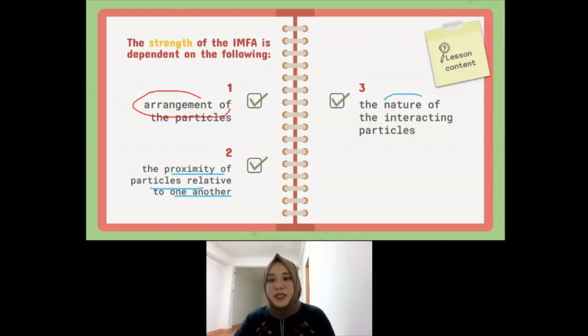And of course, the last one is the nature of the interacting particles. One of the main reasons why the strength of IMFAs varies is because atoms differ in kind, right? If you remember in the periodic table of elements, the elements are classified accordingly. Some are called metals, some are called non-metals, some are called metalloids, some are the elements under the lanthanide series, and some are called halogens or noble gases. They have characteristics that other elements don't have.